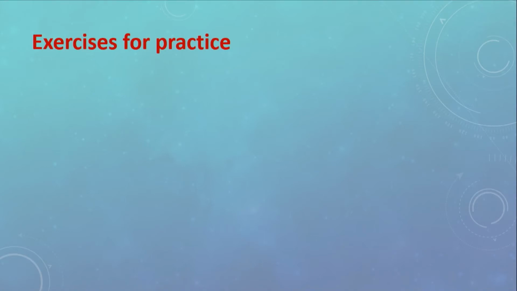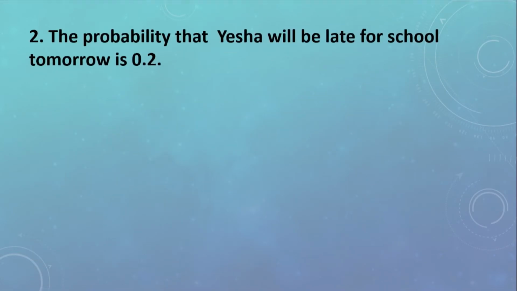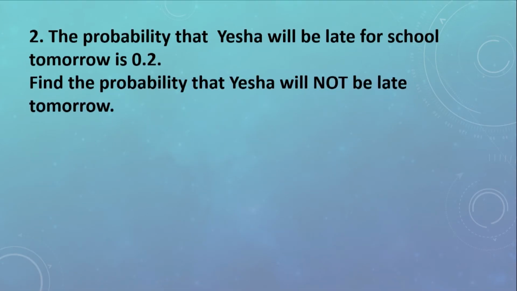So students, I'm now giving you some exercises for practice. Number 1, there are 3 red marbles, 2 blue marbles, and 5 green marbles in a bag. 1 marble is drawn from the bag. Calculate the probability that the marble is, first part blue, second part not green. Number 2, the probability that Yesha will be late for school tomorrow is 0.2. You are asked to find the probability that Yesha will not be late tomorrow.